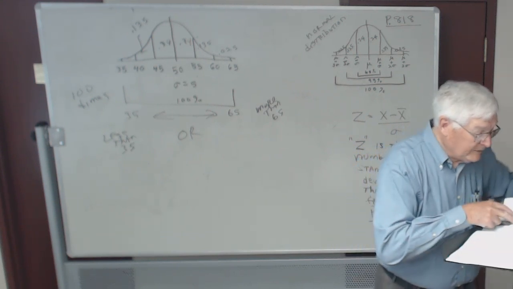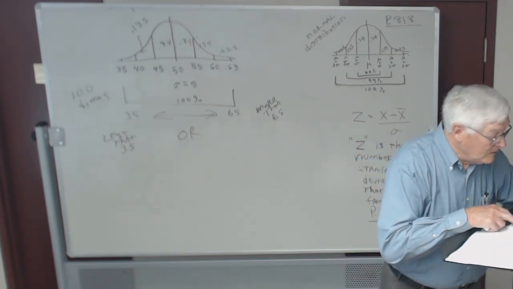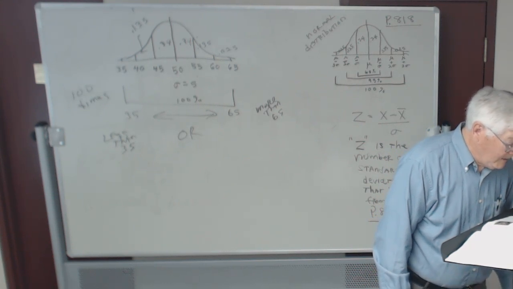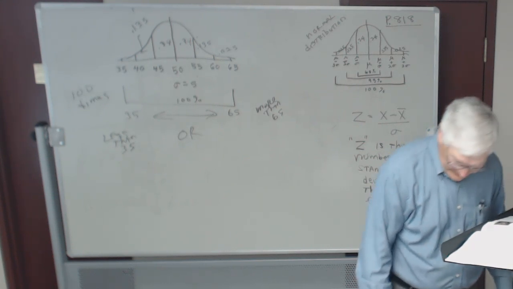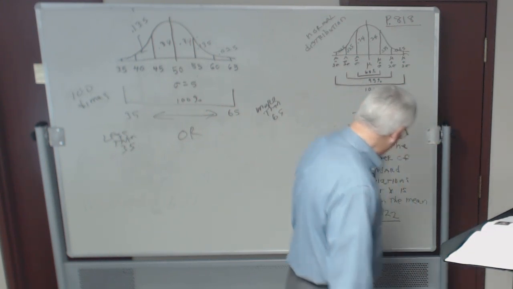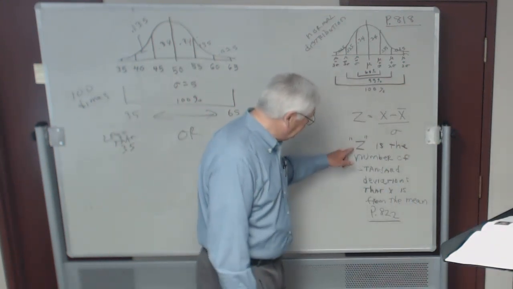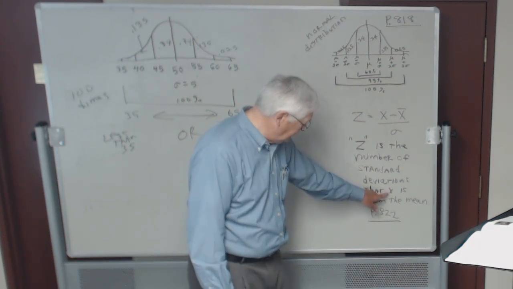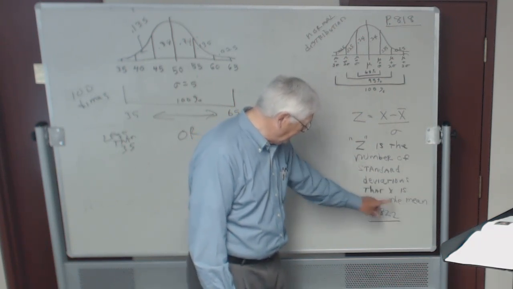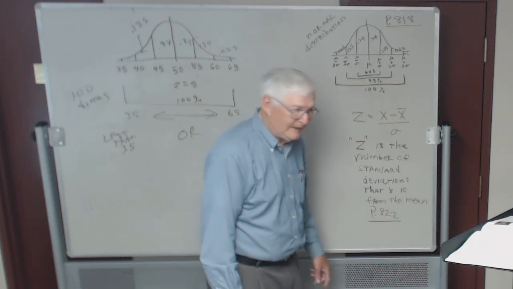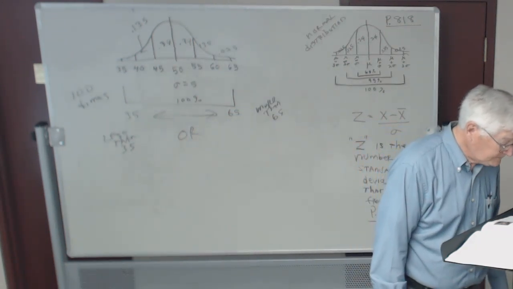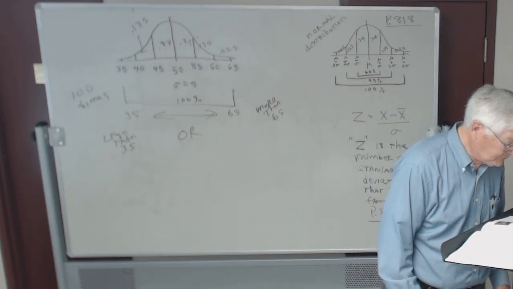Let's jump over here to page 826. And let's look at z-scores. Can you see what I have written here? Z is the number of standard deviations that X, the score, is from the mean. That's from page 822. Number 16.